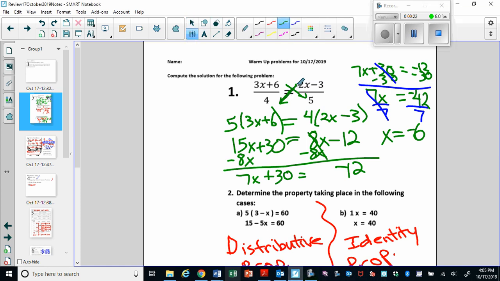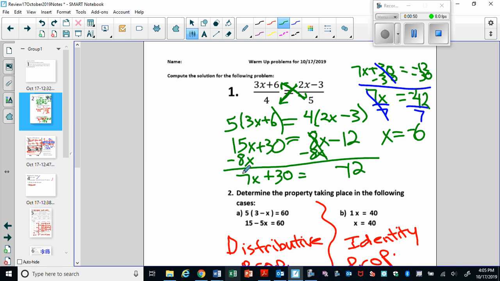So in the end, we have 4 times (2x minus 3). We have to keep it in parentheses. That's set equal to 5 times (3x plus 6). Again, keep 3x plus 6 in parentheses. Here is our distribution step in both cases. Some of you just skipped that, that's okay. So we have 15x plus 30 equals 8x minus 12.